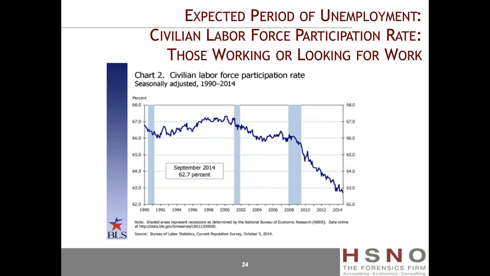Okay. This is civilian labor force participation rate, those working or looking for work, and you'll notice that there's kind of a big drop during the recession, and then it sort of continues to go down. So participation, this is sort of a misleading graph because it's just looking at labor force participation as a percentage of the workforce, and it's not really that steep a drop. It's from about 67% down to about 63%. But you'll notice that the participation rate is steadily falling.